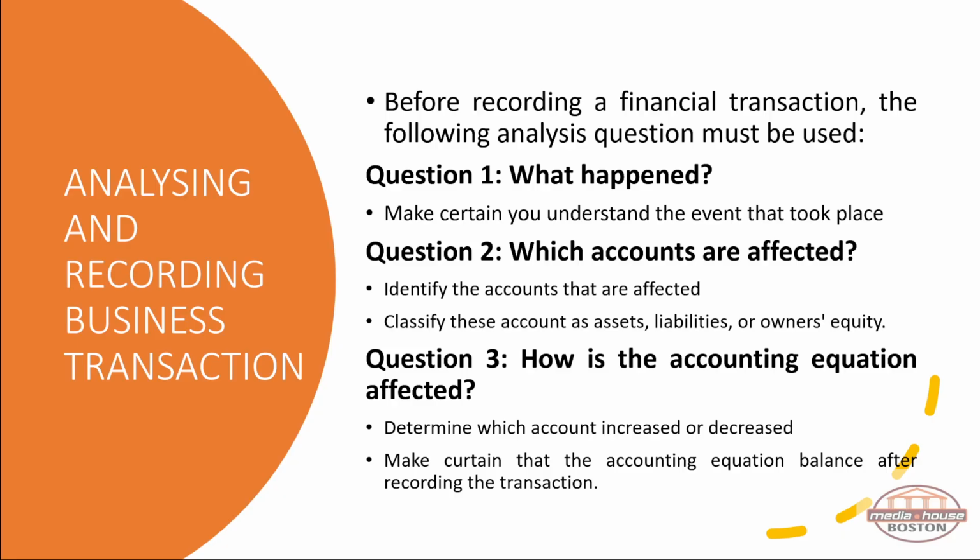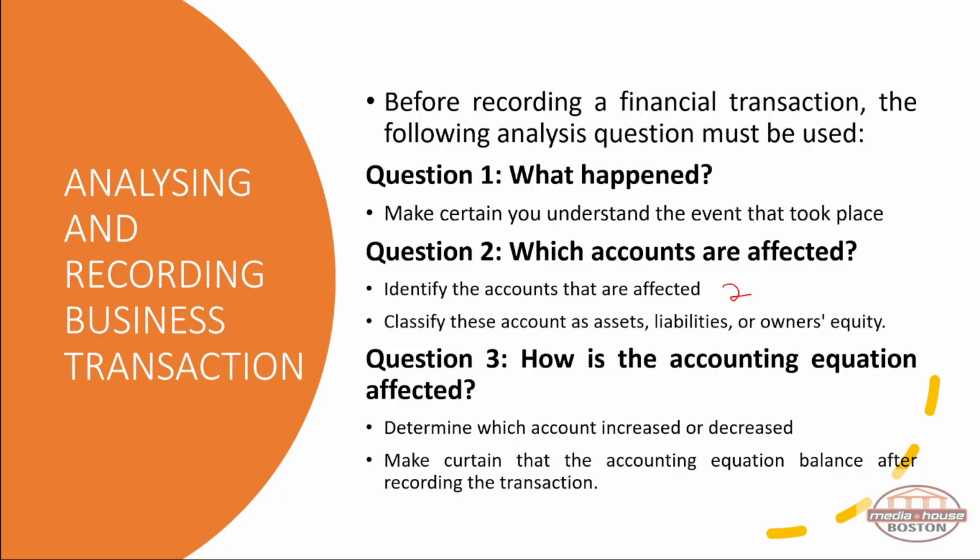And then secondly, ask the question: which accounts are affected? You need to identify the accounts that are affected. We said that there are a minimum of two accounts affected, which means you're going to identify those two accounts. Once you identify them, we then have to classify which one is an asset, which one is a liability, which one is owner's equity, or whether they are both assets, or one of them is a liability, or one of them is owner's equity.